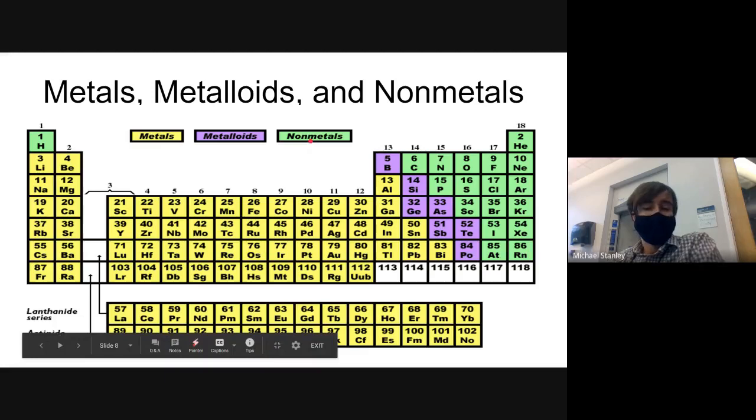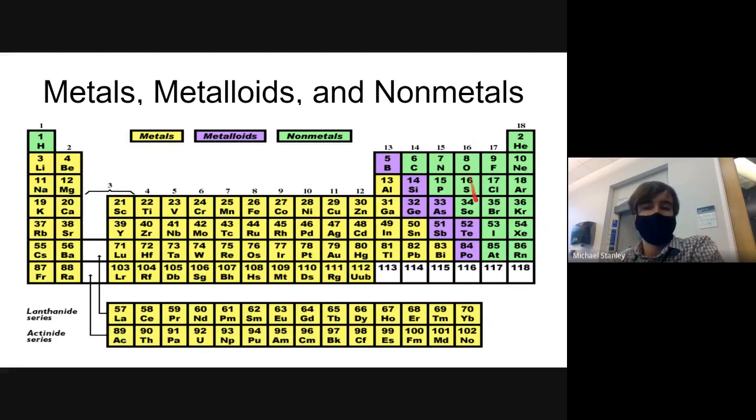There are nonmetals, which make up basically the far right-hand side of the periodic table. In this case, they're colored green, except for little hydrogen way out here by himself. He's so small. And then the metalloids are sort of this weird in-between group that are kind of like metals and kind of like nonmetals. What I'm going to go over today, and what your Friday homework is about, is the differences between metals, metalloids, and nonmetals.